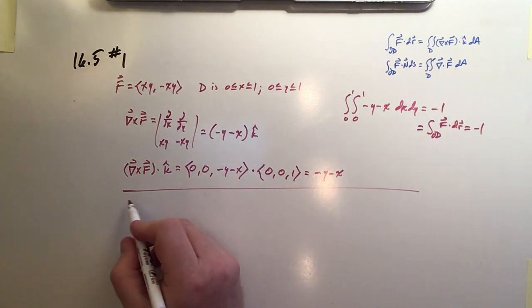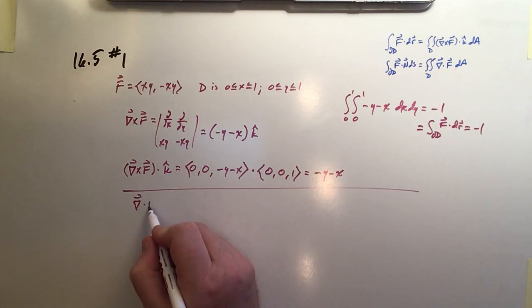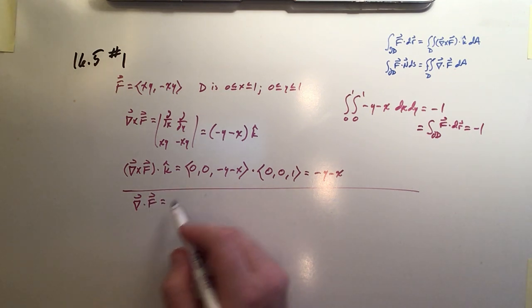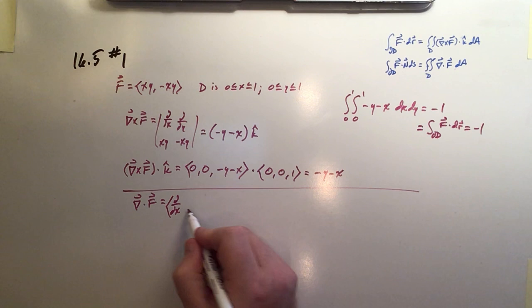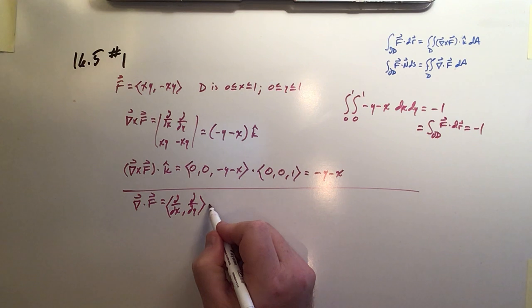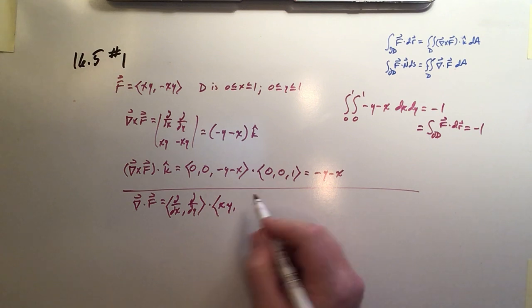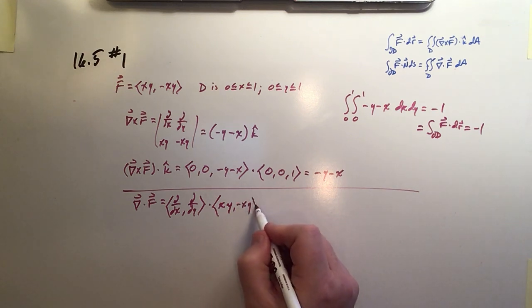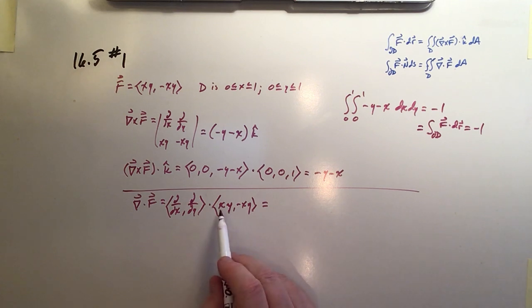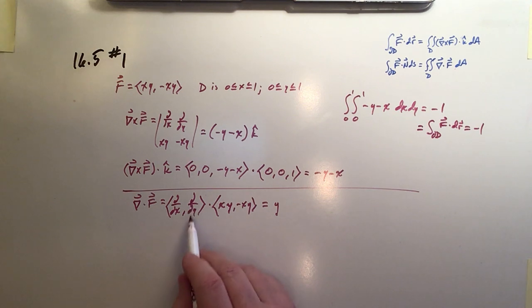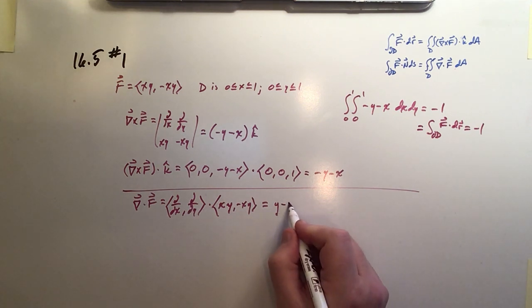So to do the second half, we're just going to evaluate the divergence, and that's to evaluate the del dotted with f. And of course, that just means take the partial of each component. So that's going to be partial with respect to x, partial with respect to y, dotted with the actual function, xy and negative xy. So it means take the partial with respect to x of the first component, and that's y, and then add to it, or in this case subtract the partial with respect to y of the second one. That's going to be minus x.